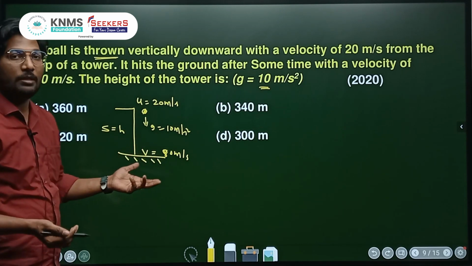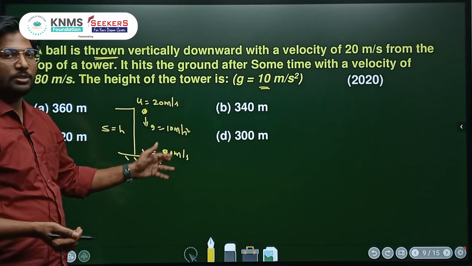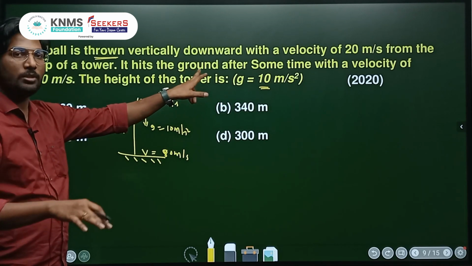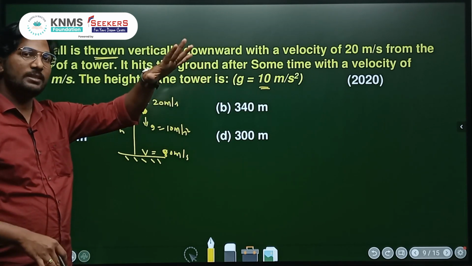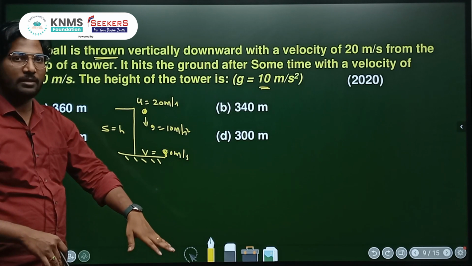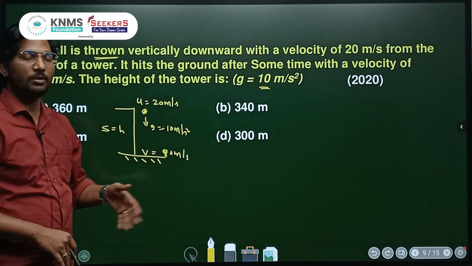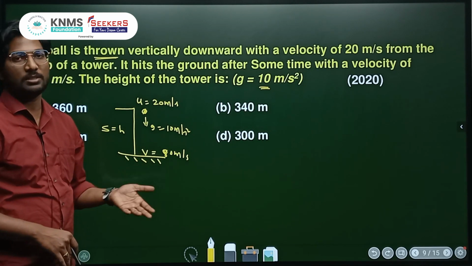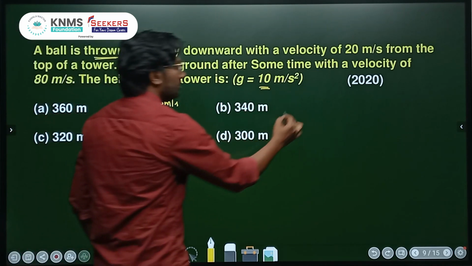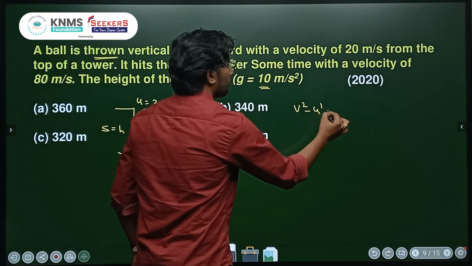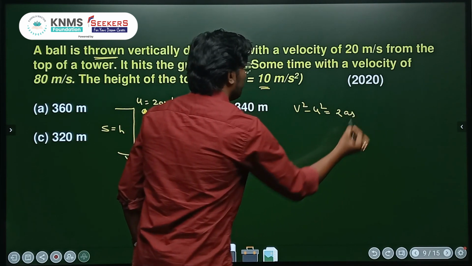By the way, I forgot to tell you, all these questions are based on motion under gravity. That means when you're releasing something, it will fall down due to gravity. All these questions are also constant accelerated motion based questions only, because gravity is a constant value. Thereby, we can use the equation v square minus u square is equal to 2as.